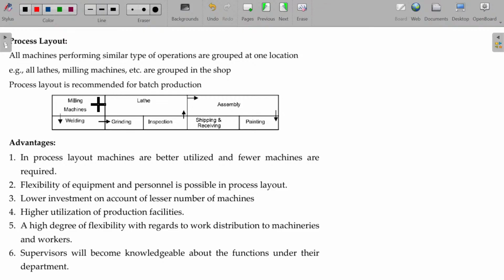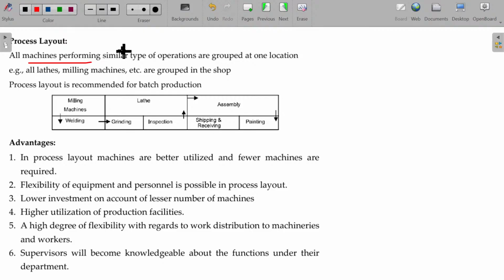For that machine, I need first milling and then welding. After finishing the welding, I need to do slight grinding to remove the sharp edges, and inspection to check whether it is correctly done or not, and some lathe work. So the material we put here will pass on through one department to the other department. Finally, it comes out as finished goods. So every department will have a similar nature of activities.